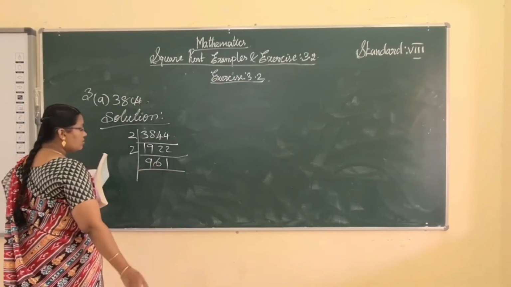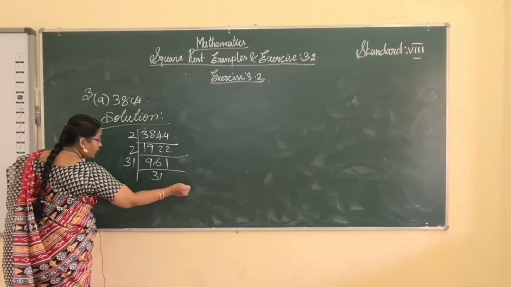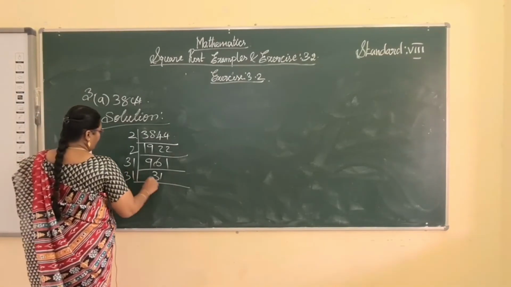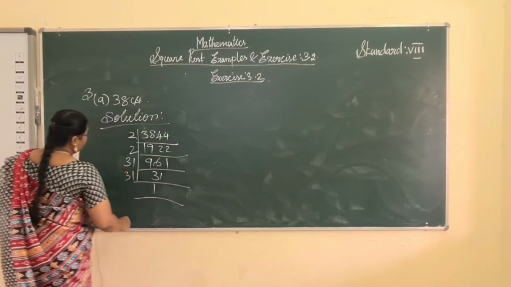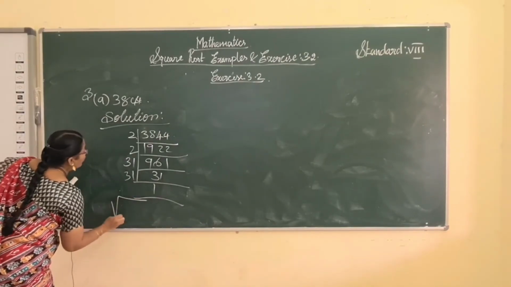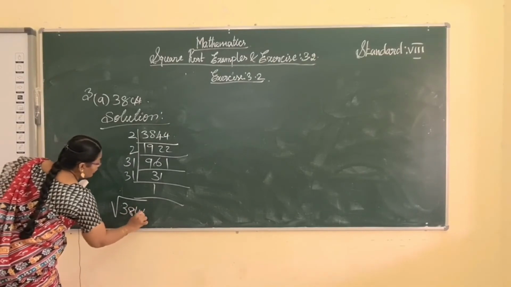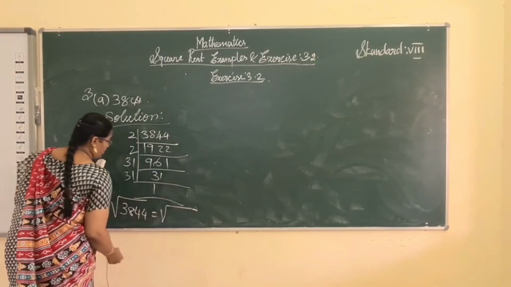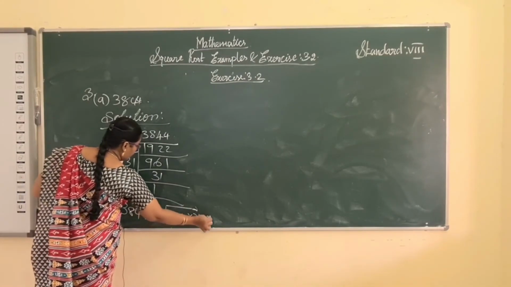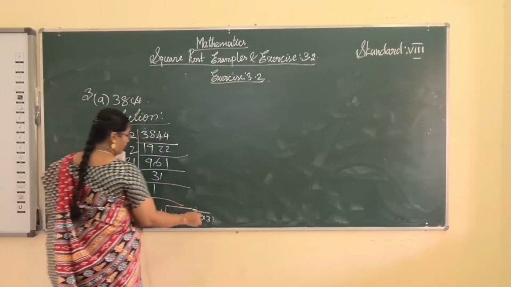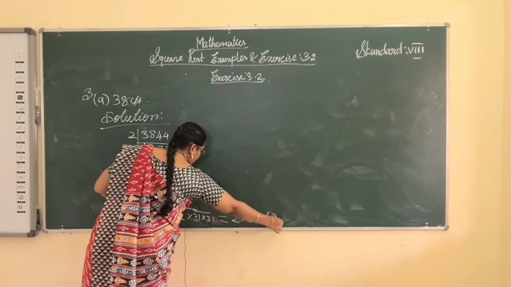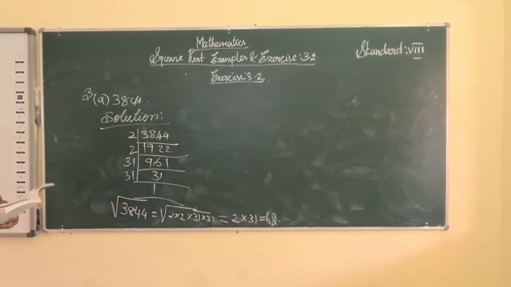Now 31 times, 31 31s are 961, so 31. With the prime factors, we find the square root. So the square root of 3844 is equal to the square root of 2 into 2 into 31 into 31. That means 2 into 31 is equal to 62. 62 is the answer for this problem.